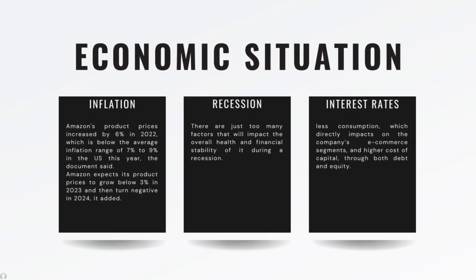Now, talking about the economic situation, we have three important aspects. First, we have inflation, then recession, and interest rates. Talking about inflation, Amazon's product prices increased by 6% in 2022, which is below the average inflation range of 7% to 9% in the US this year. Amazon expects its product prices to grow below 3% in 2023 and then turn negative in 2024. These growth rates show Amazon may be responding to record inflation rates by mitigating its impact on customers.